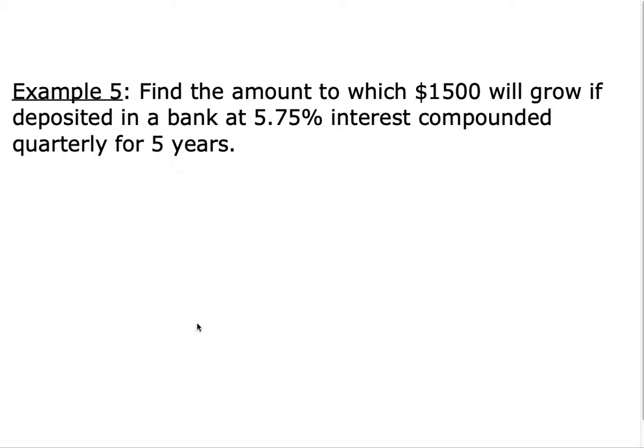Find the amount to which $1,500 will grow if deposited in a bank at 5.75% yearly interest compounded quarterly for 5 years. That's really nice interest. There's no way we're getting that kind of interest right now. But let's write out our formula.